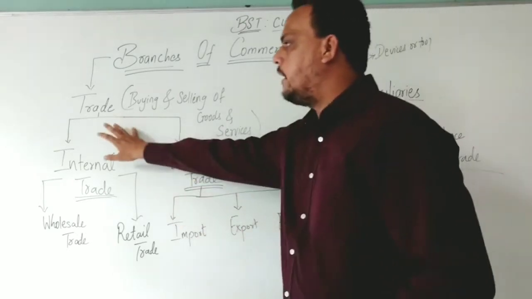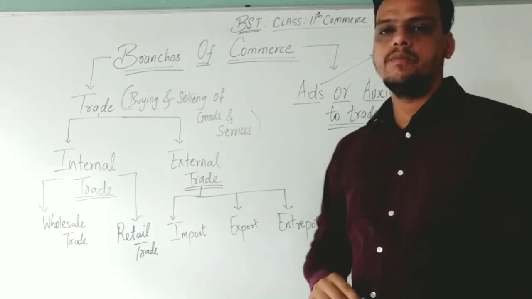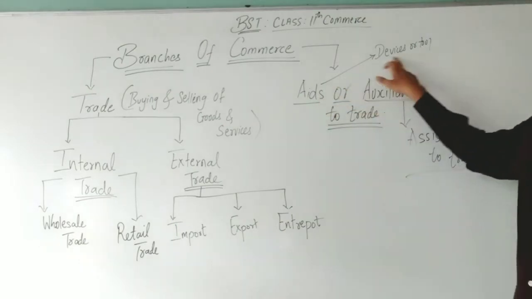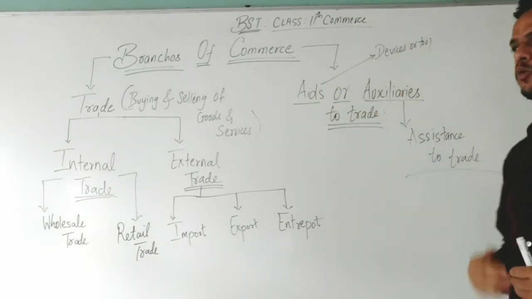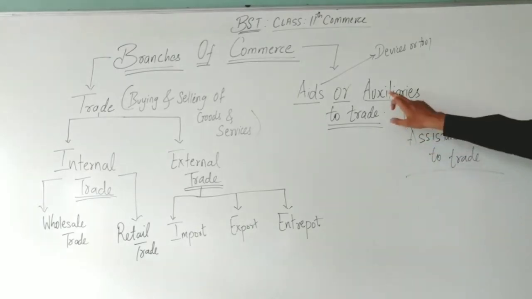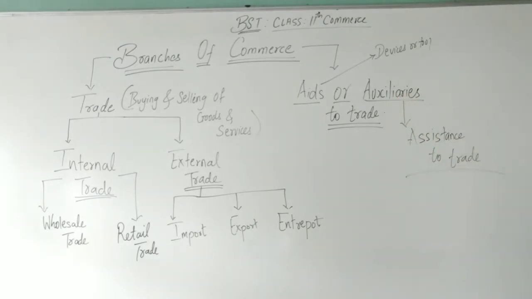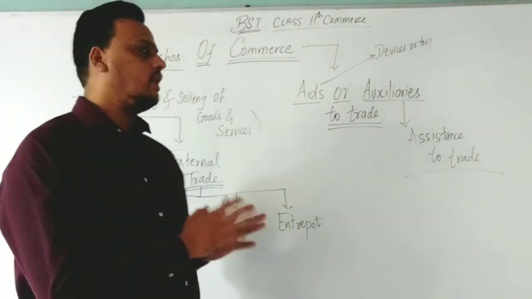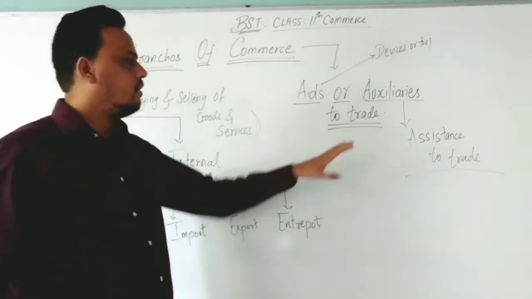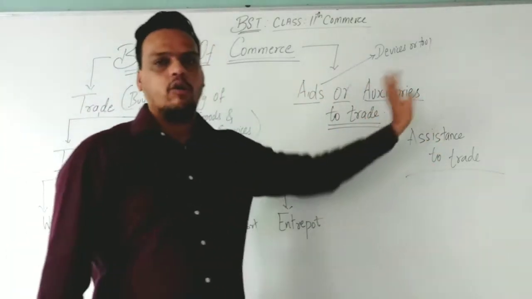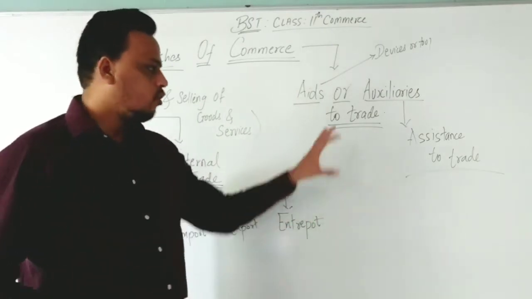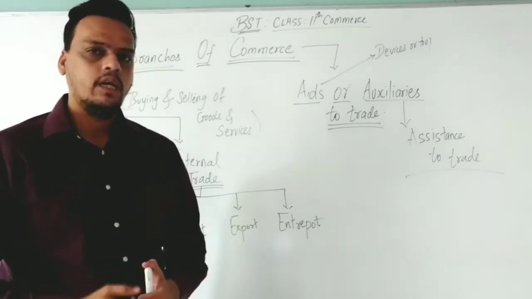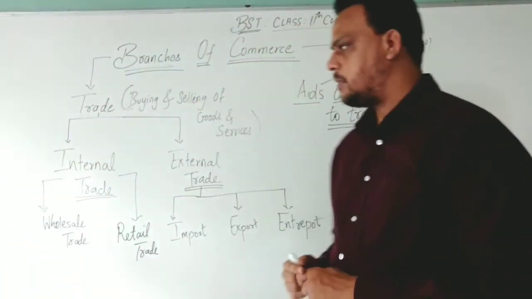What is trade? Trade means buying and selling of goods and services. Whereas what are aids or auxiliaries of trade? Aids means devices or tools which are used to support trade. Here, auxiliaries means assisting trade. In short, we have certain supporting parts which will help you to do trade. It is considered as aids to trade or auxiliaries to trade. This topic will be continued in the next video, but today we will see what trade is and how it works. So let's begin with trade.